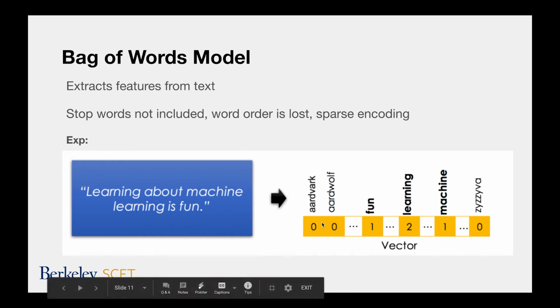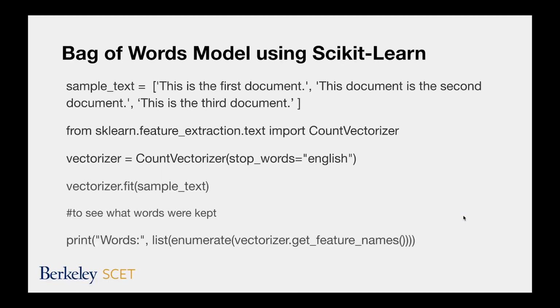And as you can see, word order is lost because it's just done in alphabetical order. So how you would implement a bag of words model is, for example, you have a sample text or a document. This could be sample text or documents passed in here, and you would import CountVectorizer, and you would get rid of the stop words.